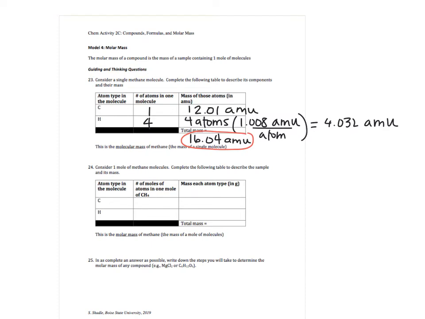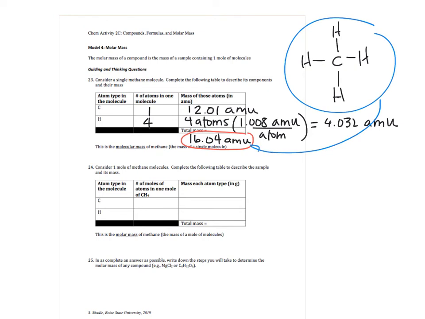So what this tells us is that a single molecule of CH4, a carbon with 4 hydrogens, has a mass of 16.04 AMU. This is the molecular mass of methane, the mass of a single molecule. But now let's think about if we had a whole mole.